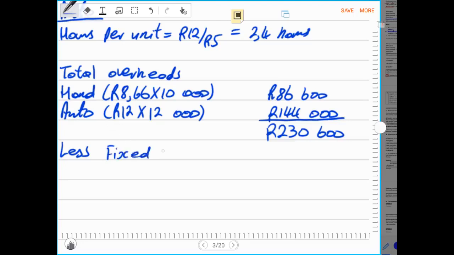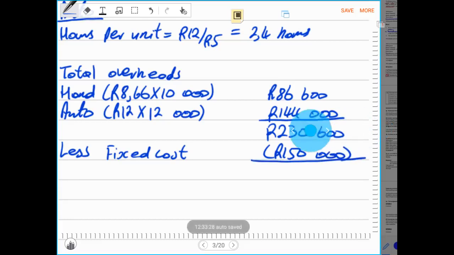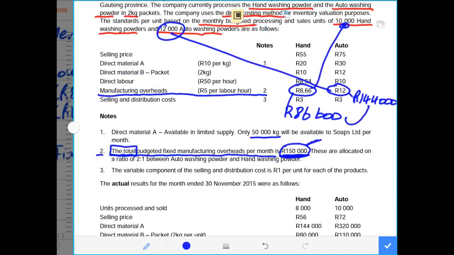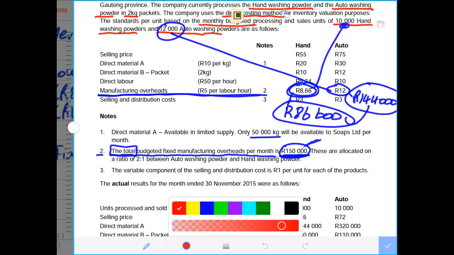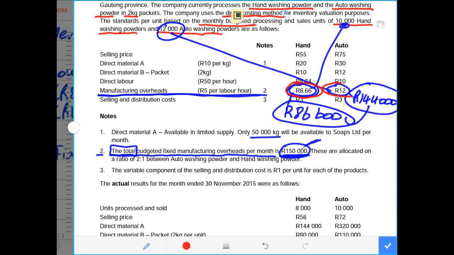We less fixed cost, which is fixed manufacturing overheads of 150,000 rands. Let me just go back so that I don't miss you behind. Remember, we said 86,600 and 144,000 is the total manufacturing overheads inclusive of the fixed cost, because this manufacturing overheads, which is given to us as 8.64, this figure that are provided to us, they include the fixed and the variable element.